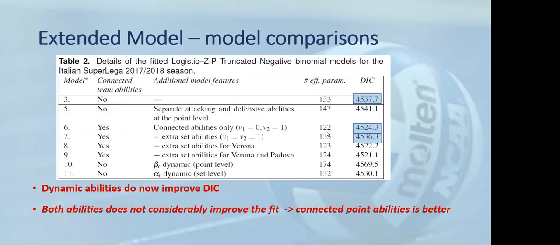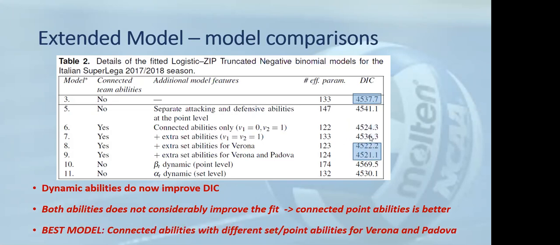So this model seems to be slightly better, but in comparison with this one, it created only a small improvement. That motivated us to search why we have only a small improvement, although we have some kind of connected abilities, putting both. This suggests that there are some differences between the set and the point efficiencies of the team. So that's why we wanted to search it more.